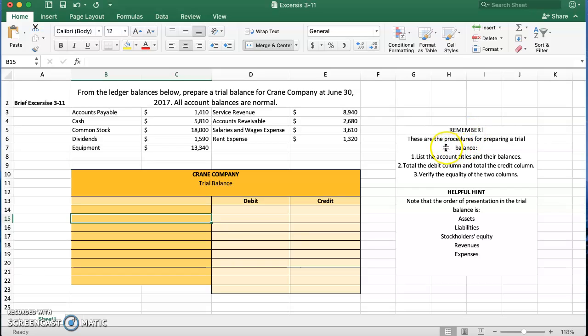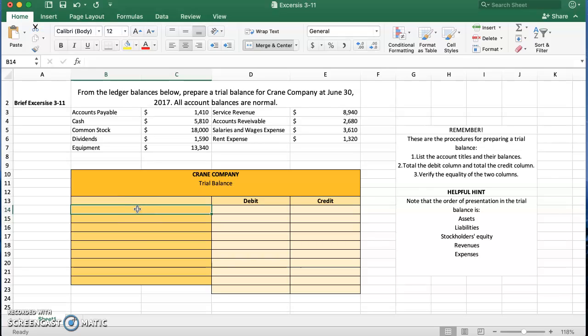The remember just says that these are the procedures for preparing a trial balance. List the account titles and their balances. Total the debit column and total the credit column. Verify the equality of the two columns. A helpful hint is that the order of presentation in the trial balance is assets, liabilities, stockholders' equity, revenues, and expenses. That means that your account titles are going to be listed in that order. And it kind of is set up like a balance sheet.